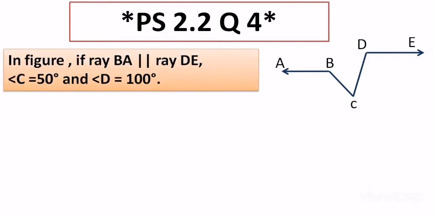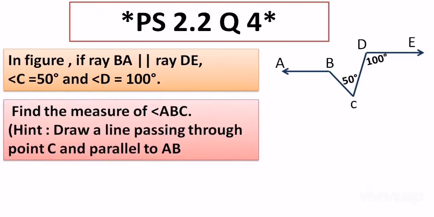So let's move on. This is question number 4.2.2. The question is there on your screen, and the question says I need to find angle ABC. This is the given detail for you all. BA is parallel to DE, those are the rays, okay, and angle C equals 50 degrees and angle D equals 100 degrees, and I need to prove or measure the angle ABC.